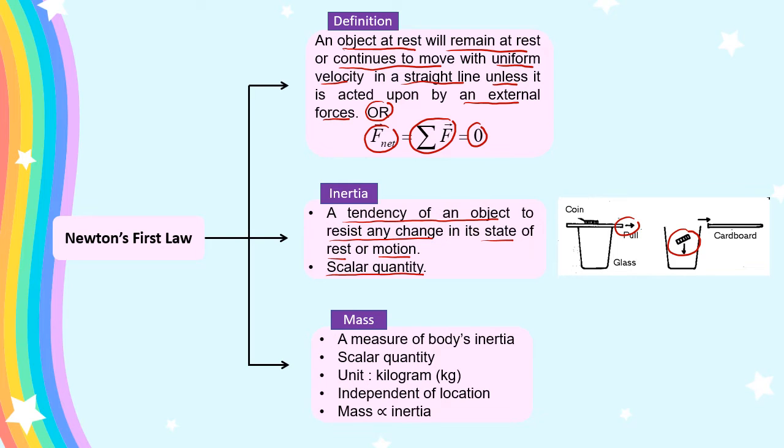Now, let us see the mass. Mass is a measure of a body's inertia. Mass is a scalar quantity. The unit of mass is kilogram, or kg. Mass is independent of location, and mass is directly proportional to inertia.